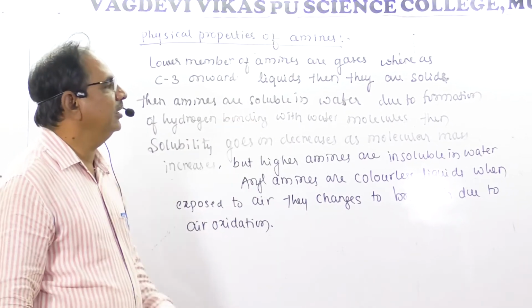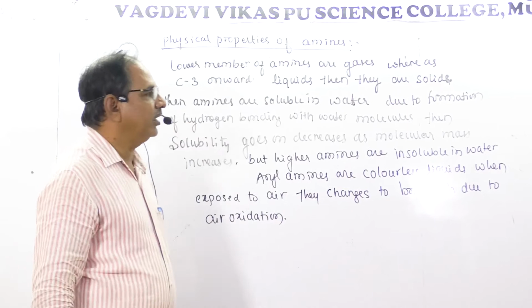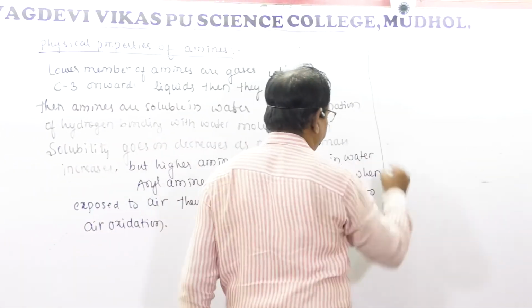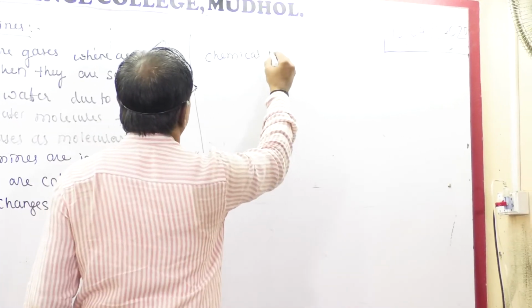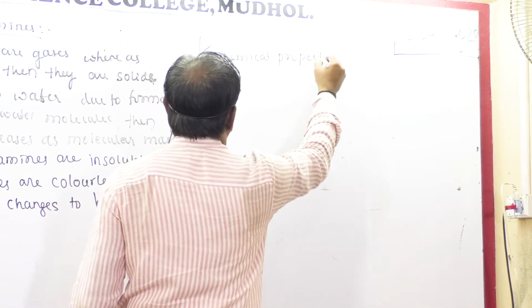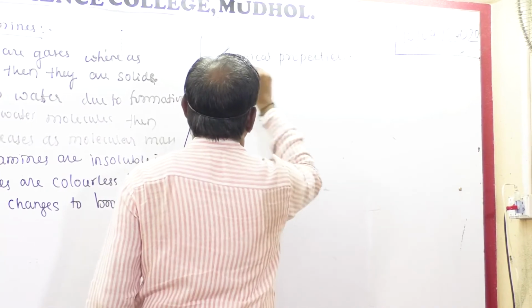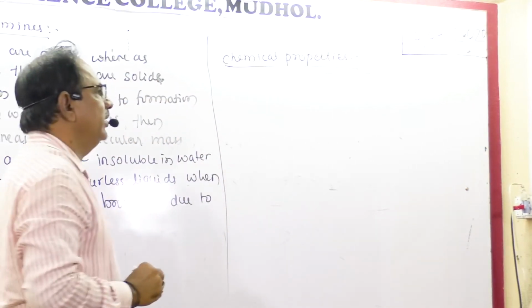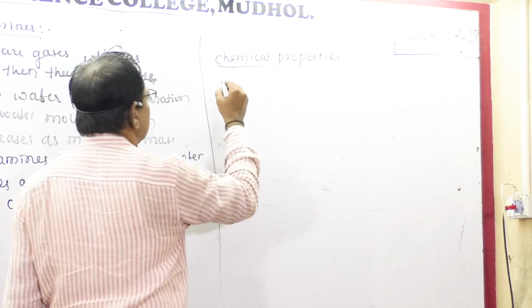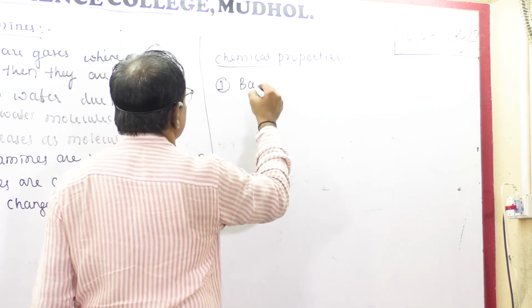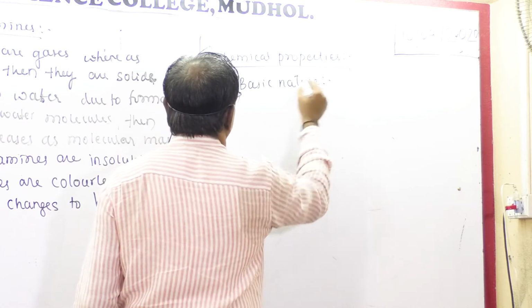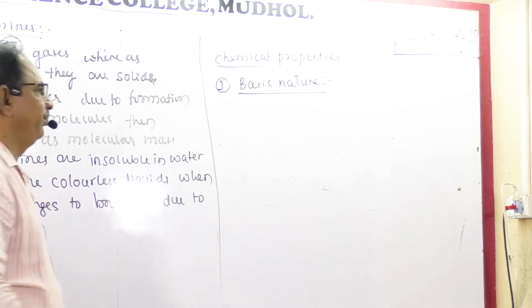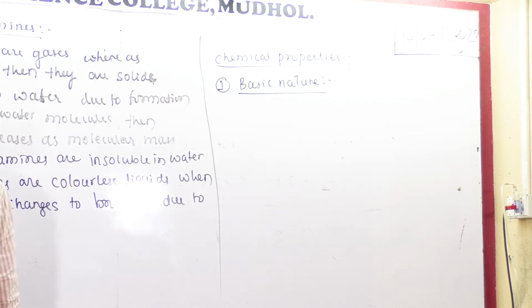So this is about the physical properties. Then we come to the chemical properties. In that, the first one is basic nature. All amines are basic in nature.